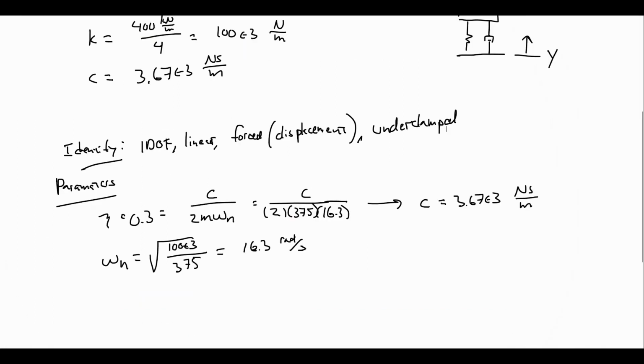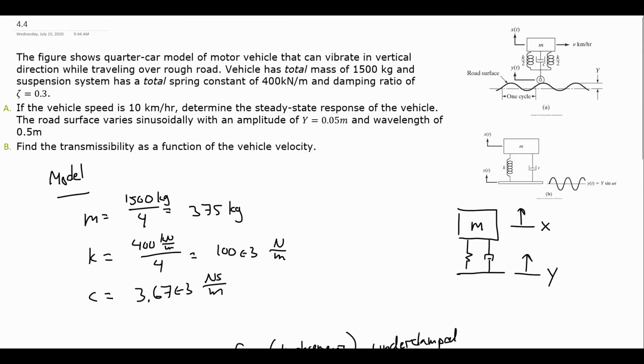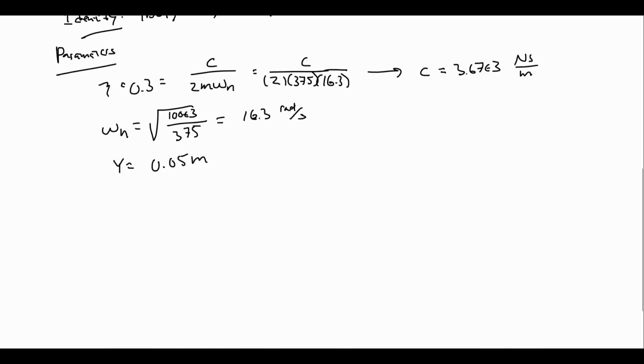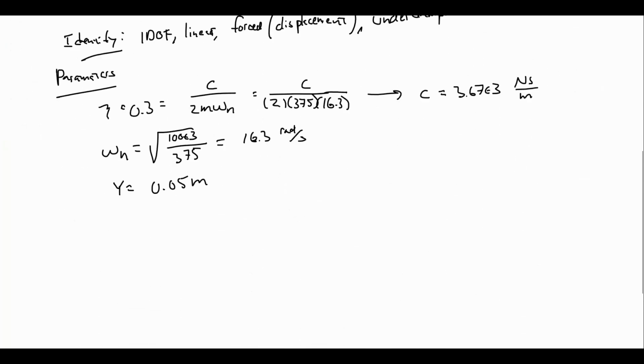So the value of Y is going to be given to us. If we look back at the prompt, we are looking at this washboard road, and the washboard road is going to have an amplitude of 0.05 meters. We're not given the angular frequency of the washboard road, but we are told the wavelength is 0.5 meters. So we're going to need to use that information to get our angular frequency.